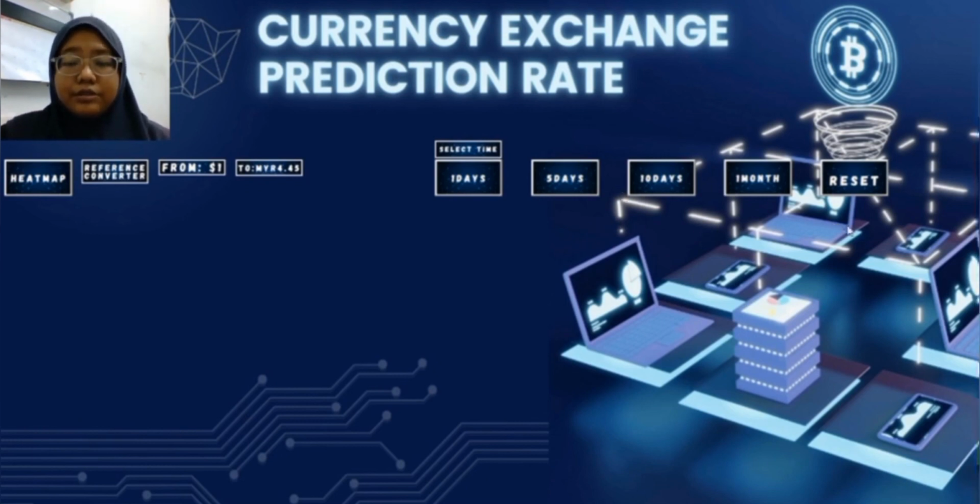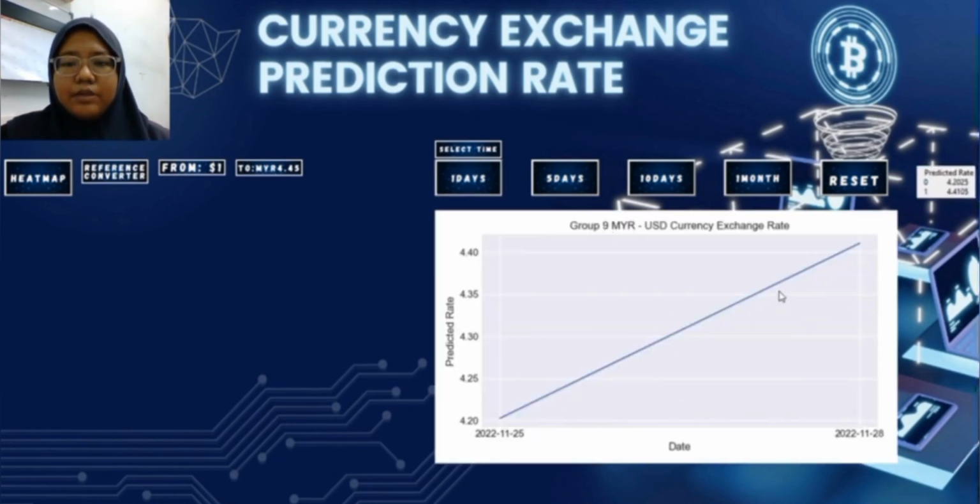On our interface here, we have to select the time to display our graph. When we click one of these buttons from 1 day to 1 month, for example 1 day, here is our title, Group 9 MYR USD currency exchange rate. And this is what our graph will display, which is our currency within 1 day.